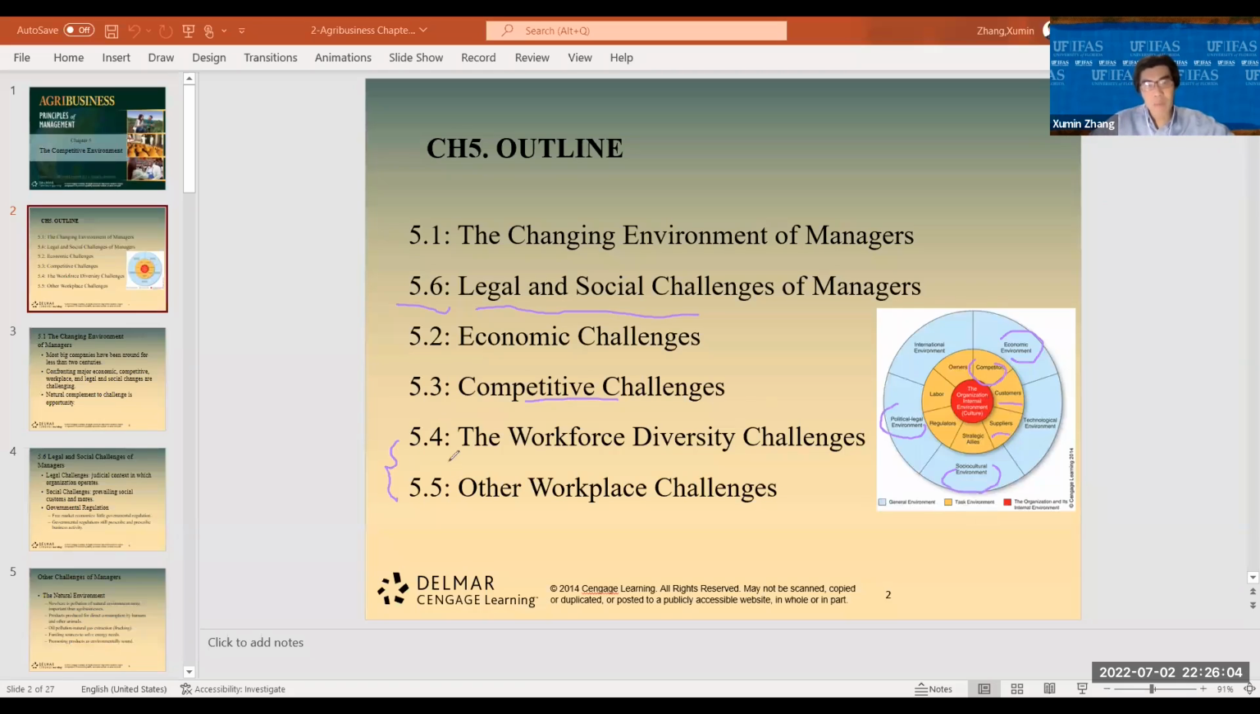Probably I will put 5.4 and 5.5 at the very last. Why? Because this is very closely related to the internal environment. In this chapter, we will talk about diversity challenges and other workplace challenges. Those all belong to this. The sequence is clear: we talk about the changing environment. I think this is the only time that I spend this much time talking about the outline.